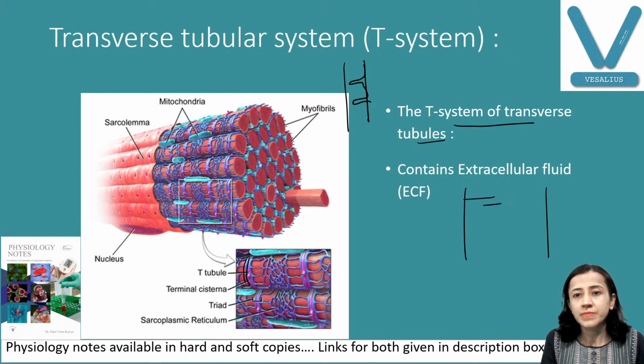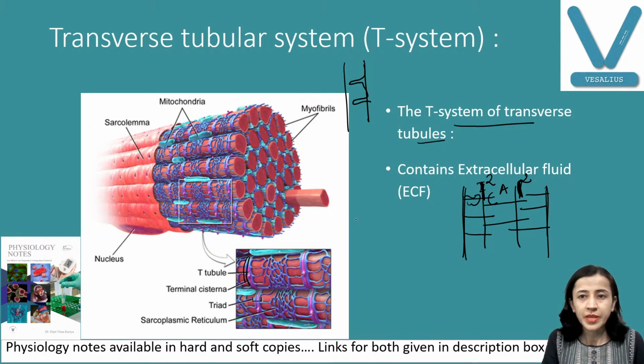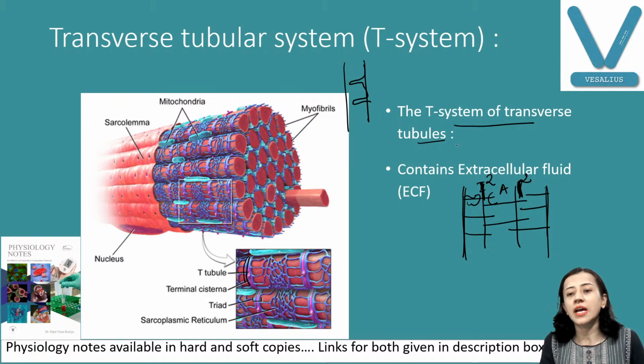Suppose this is your sarcomere. This is A band and this is I band. Here we have one T-tubule and one T-tubule here. So in one sarcomere, you can see we have two T-tubules and two sarcotubular systems, because sarcoplasmic reticulum is here on this side. Am I clear? So you can see that two T-tubules are there in one sarcomere.